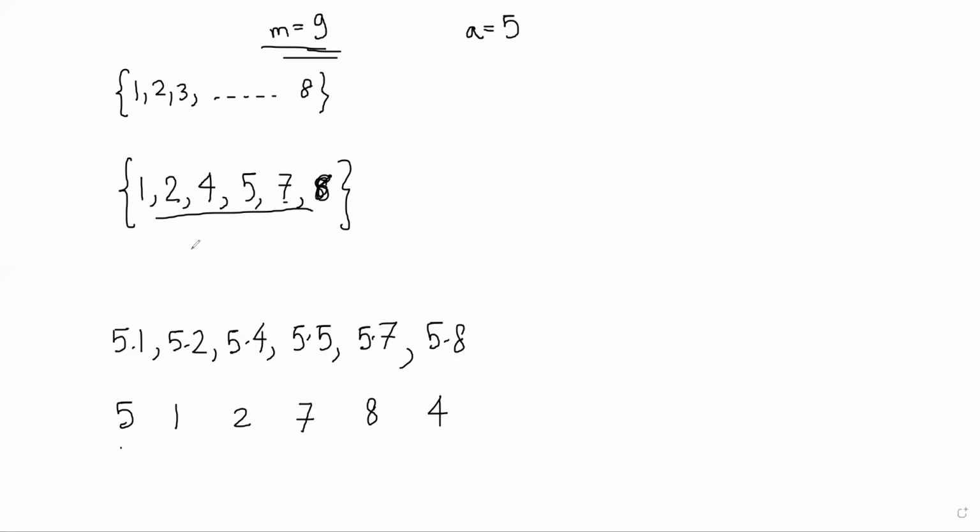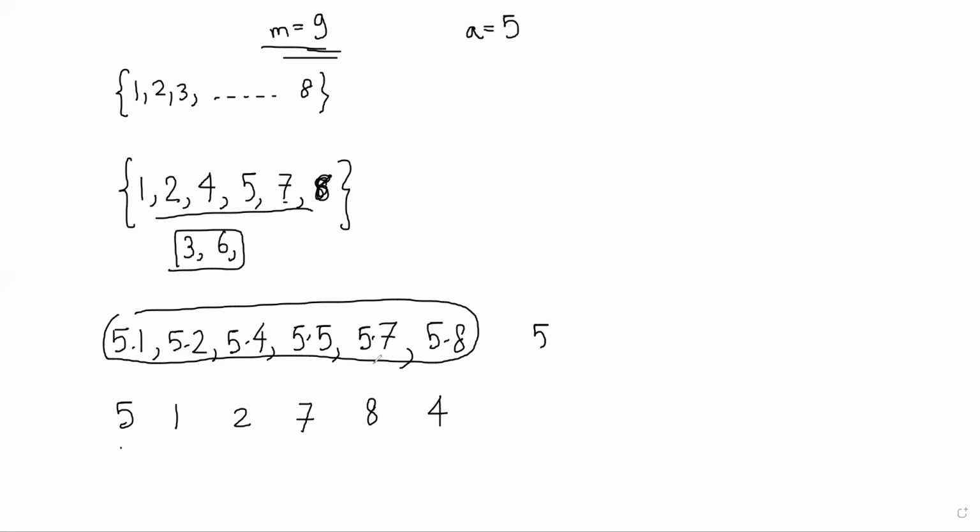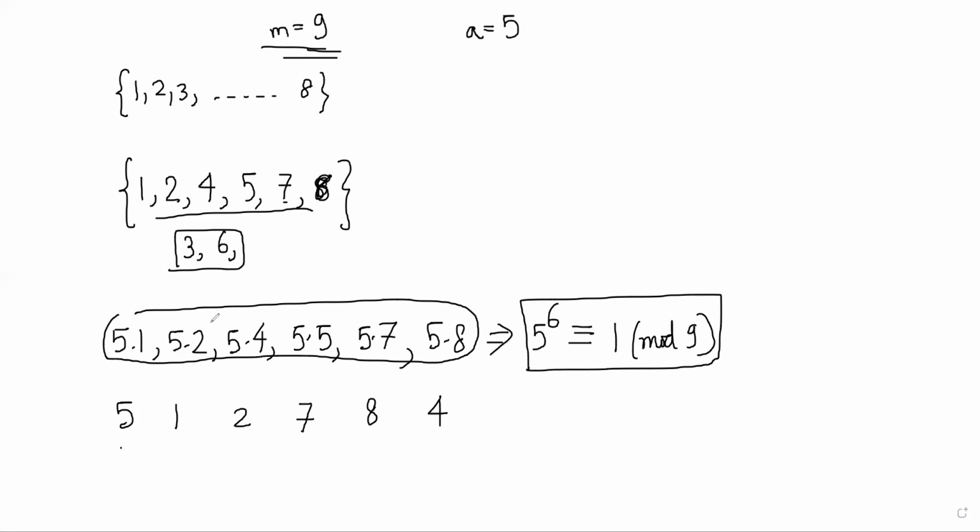So why are we not getting 3 and 6? That is the question. From here, we can easily get the result that 5 to the power 6 is congruent to 1 mod 9, because we can now divide by 1, 2, 4, 5, 7, 8. But why is it not coming in that set?